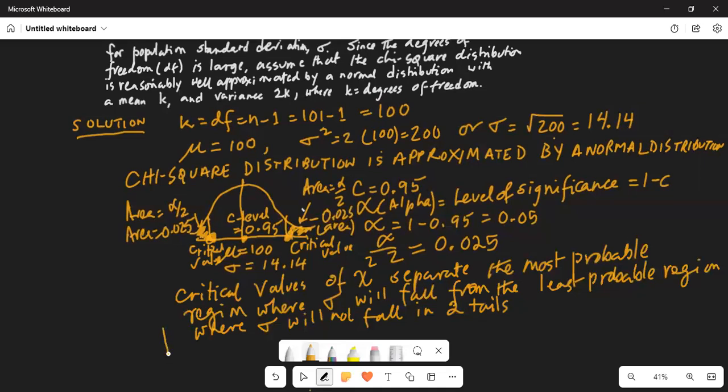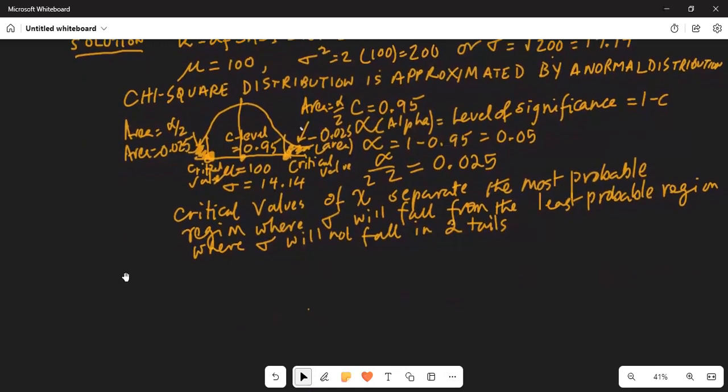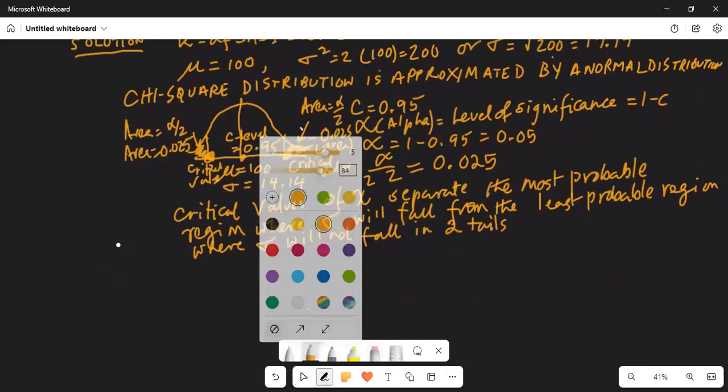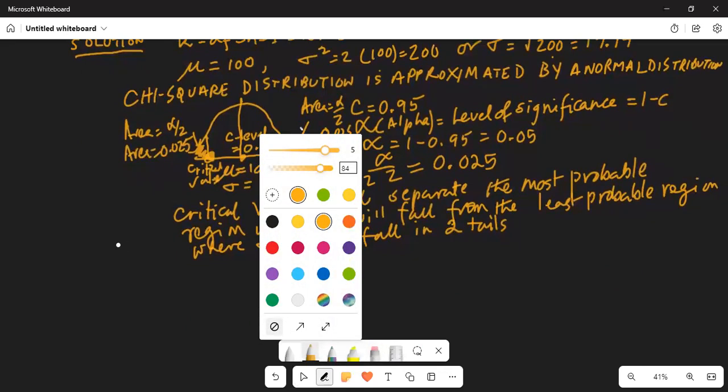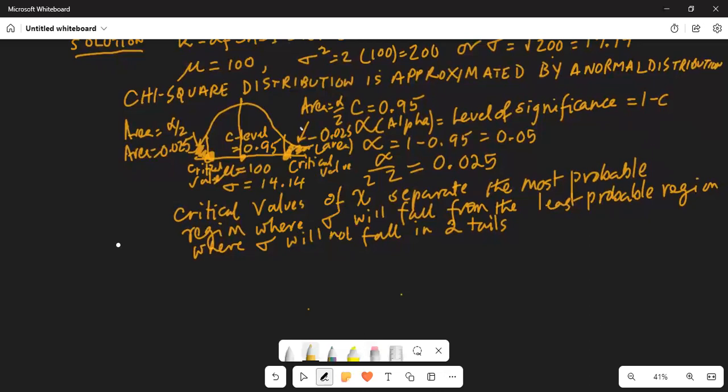Oops, sorry. To find, we will use the TI-84. Let's change the color of the ink back to yellow, or I may want to use a different color. Let's see if I get a nice color which will stand out on the black background. I want a lighter color, maybe yellow. Let's try that. Okay.